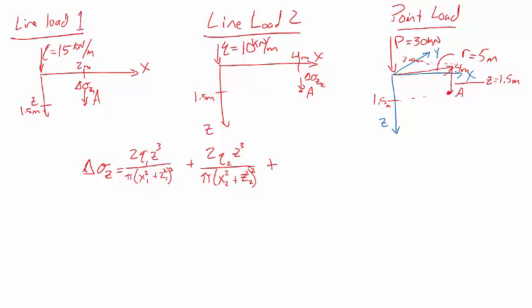Okay, and then we go ahead and look at the point load. 3p over 2 pi times z cubed over r squared plus z squared, quantity to the 5/2 power. So now that we understand all of this, we can go ahead and just plug in the values and determine what this is.